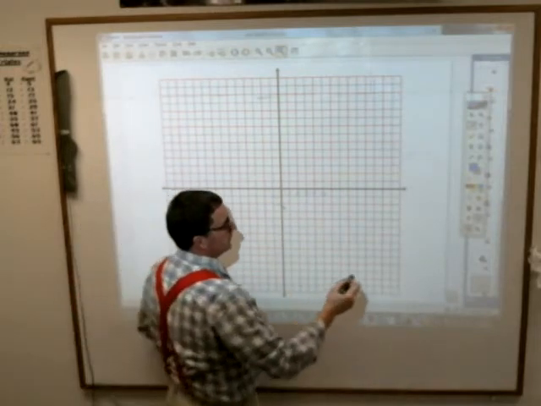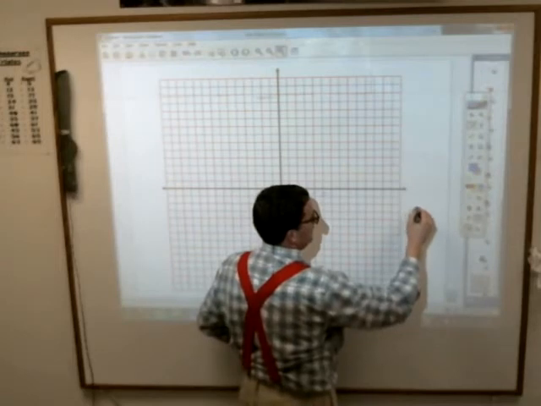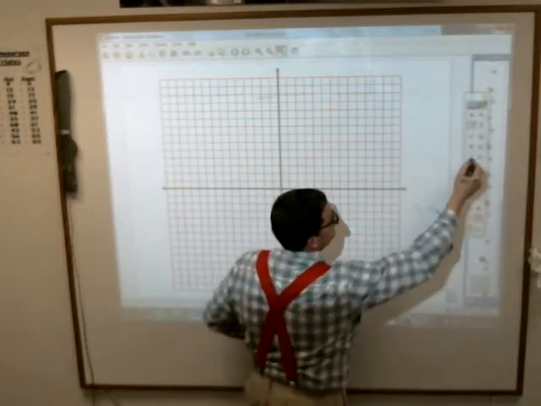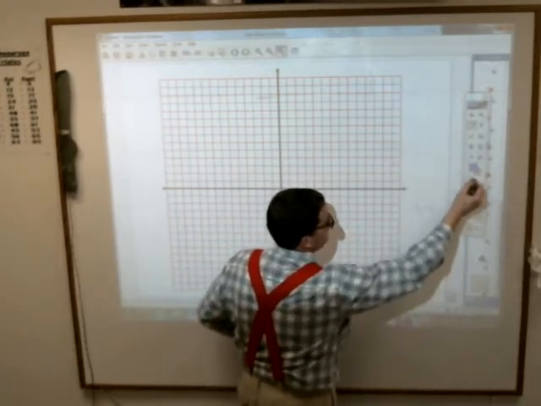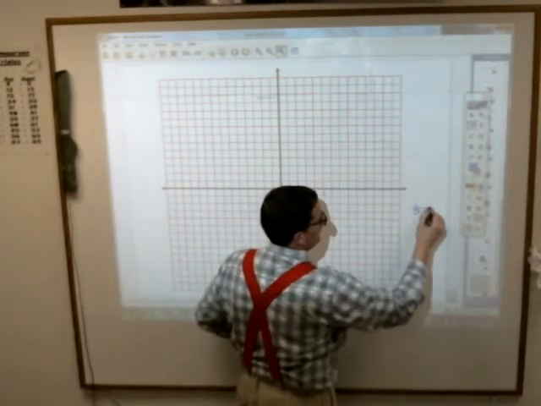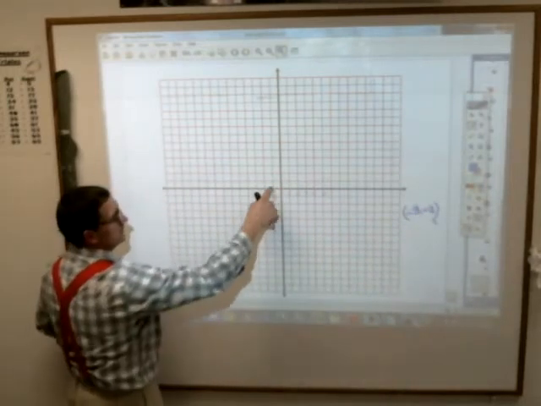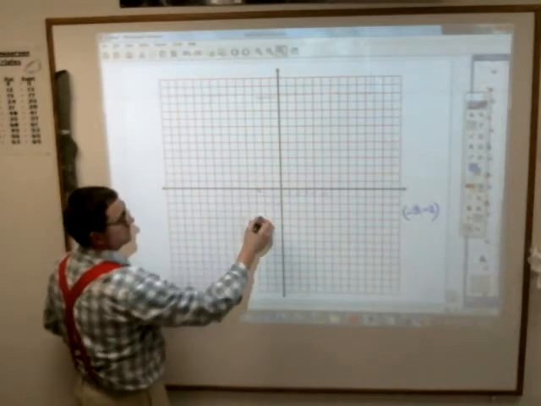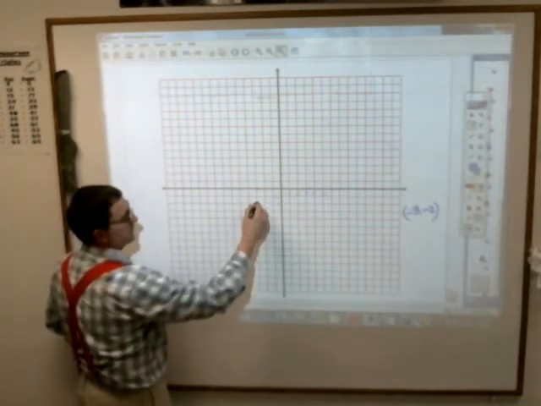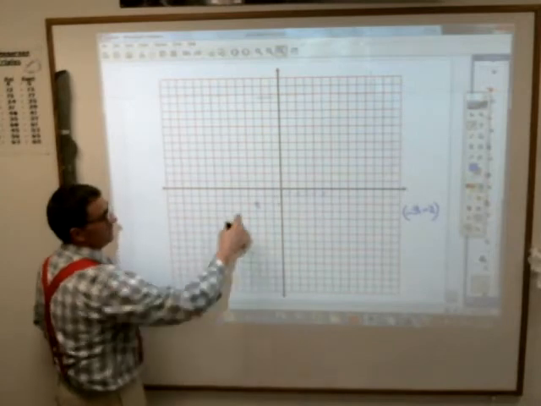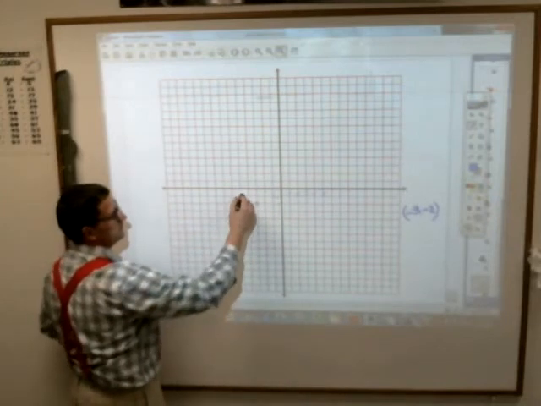Okay, so if I'm looking for, let's say, (-3, -2) in parentheses. Okay, -3 is right here. -2 down, right here. (-3, -2).